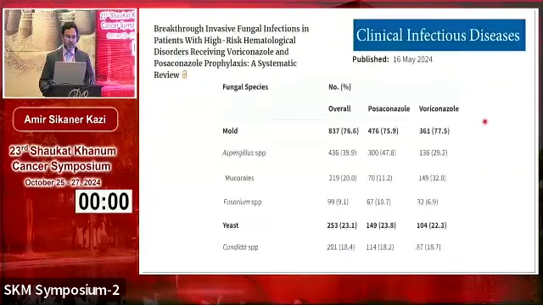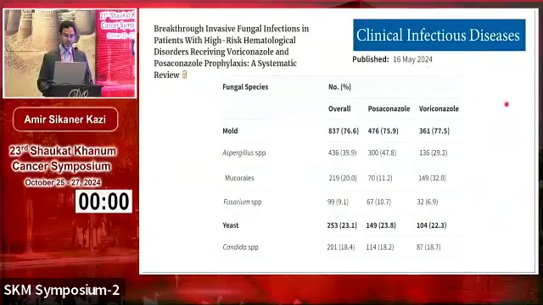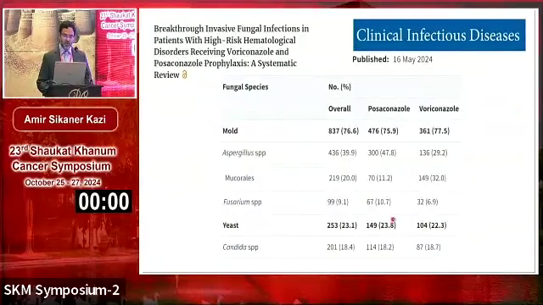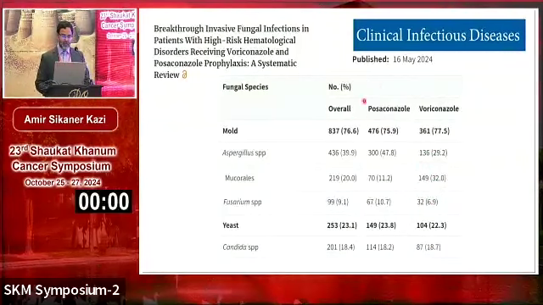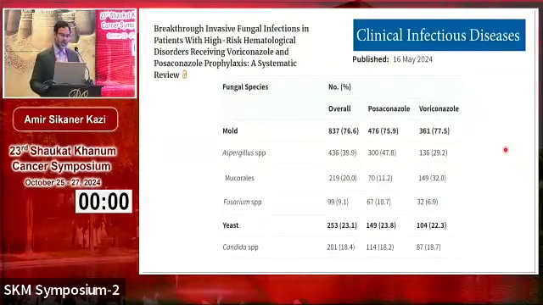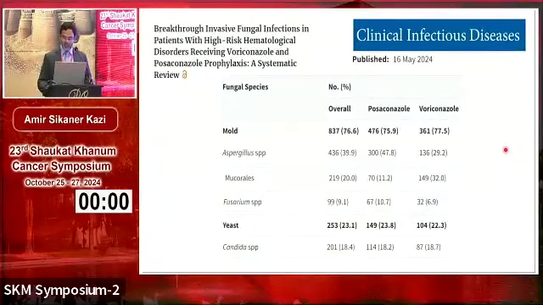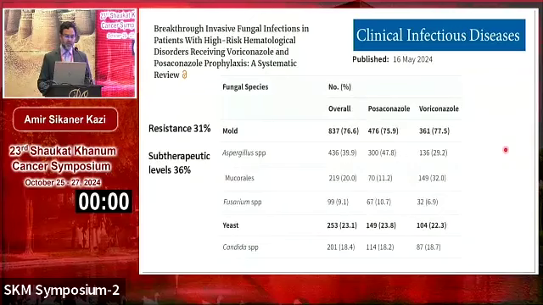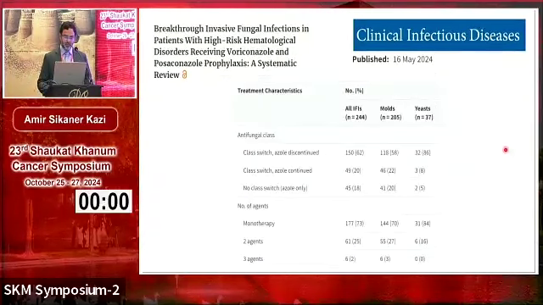I just want to talk about breakthrough invasive infections. This was a big review just recently published that talked about breakthrough mold infections on POSA prophylaxis and VORI prophylaxis. And VORI, of course, does not cover mucor, so we saw more mucor in that population. However, the point I bring this up is that we can't cover for all possibilities. Even on expensive therapies, bugs will break through, and that's going to be a challenge. They found resistance in 1/3 of patients and subtherapeutic levels in 1/3 of patients. So we should try to monitor drug levels wherever possible.